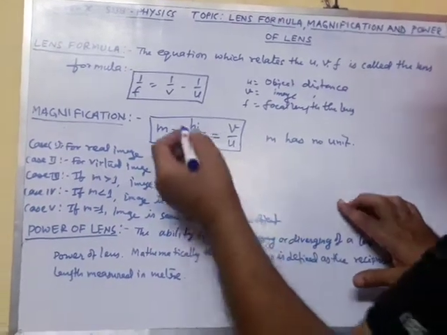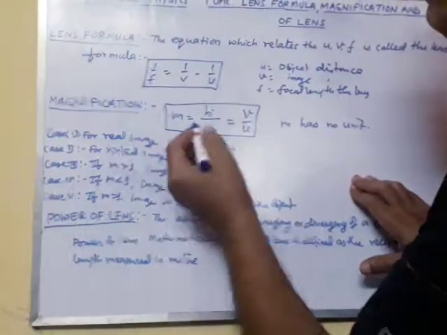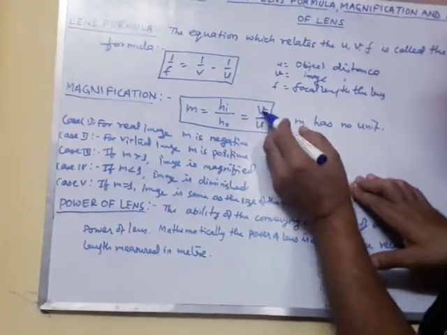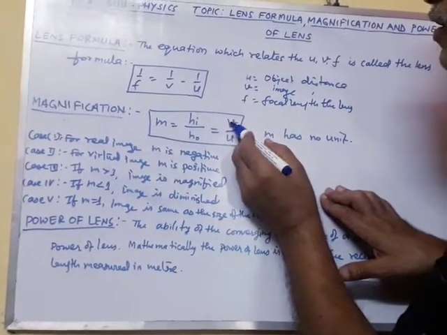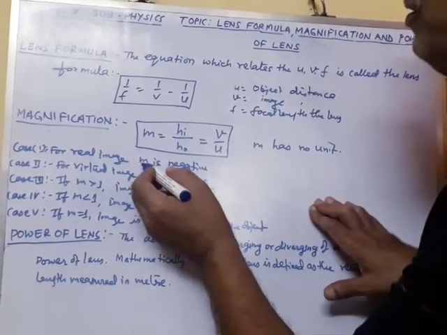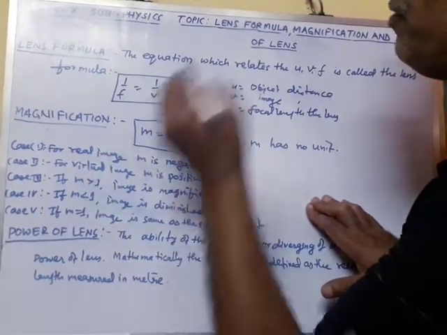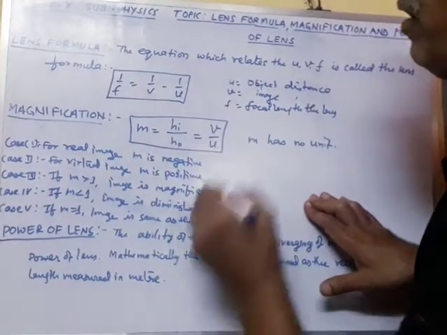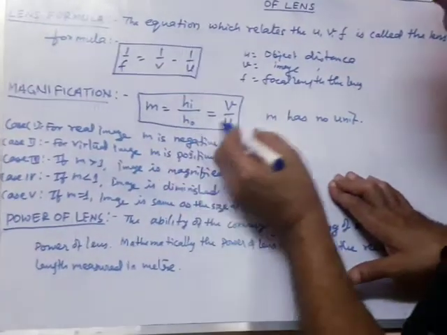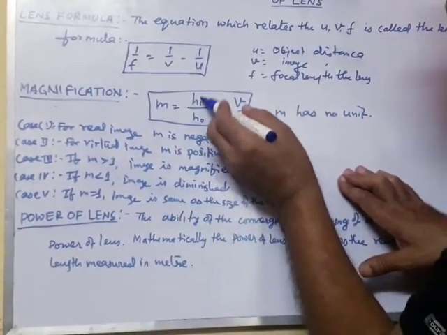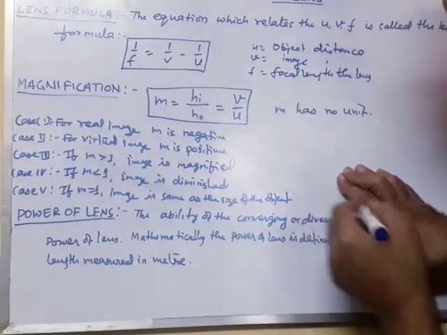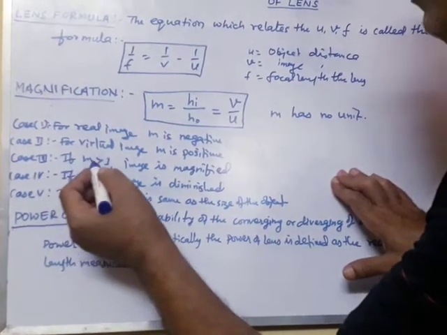Now we will take some cases. Suppose m is negative. So m is negative means hi is negative with respect to ho. This means the image is real. Next, if the image is virtual, it means both are positive, and only when both are positive is the image virtual. Next, if m is greater than 1.